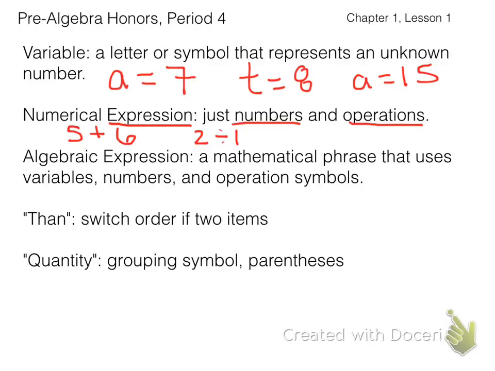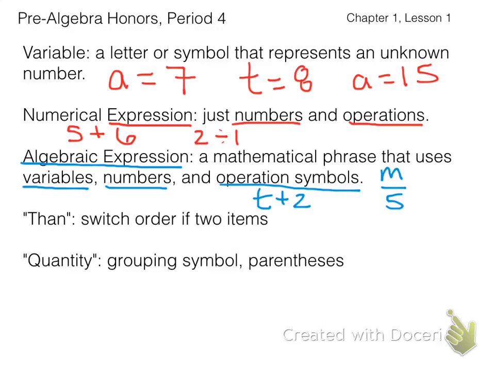Now, here's another thing, we have an algebraic expression. An algebraic expression, still no equal sign, but it can have variables, numbers, and operations. So an example of an algebraic expression would be t plus 2, or m divided by 5. Those are both algebraic expressions because they don't have an equal sign, they have a variable in them, and they have an operation and a number.